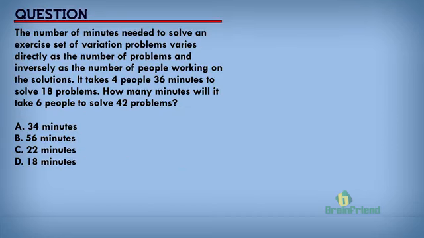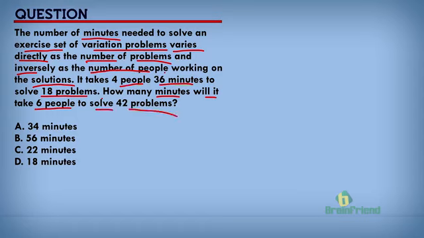Let's take the last question. A number of minutes needed to solve an exercise set of variation problems varies directly as the number of problems and inversely as the number of people working on the solutions. Now, it takes 4 people 36 minutes to solve 18 problems. So we have our first set of values. How many minutes will it take 6 people to solve 42 problems?